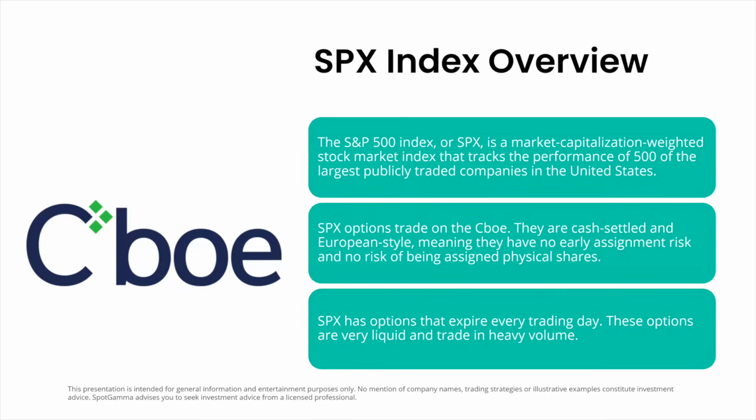The S&P 500 index, or SPX, is a market cap weighted stock market index that tracks the performance of 500 of the largest publicly traded companies in the United States. SPX options trade on the CBOE. They are cash settled and European style, meaning they have no early assignment risk and no risk of being assigned physical shares. SPX has options that expire every trading day. These zero DTE options are often key drivers of price. Finally, SPX options are very liquid and trade in heavy volume.